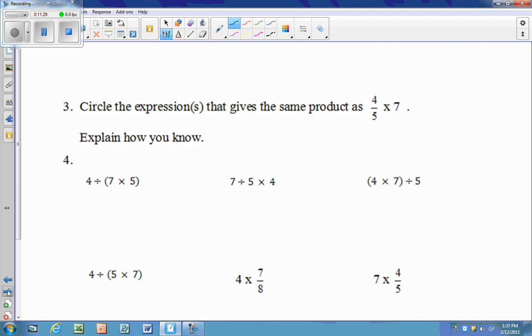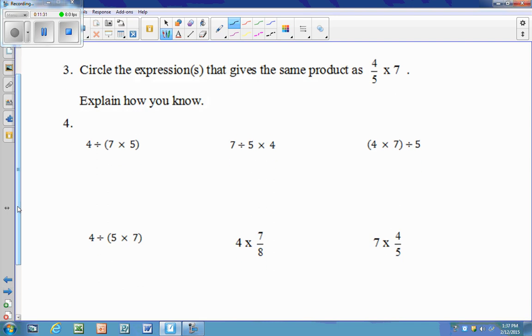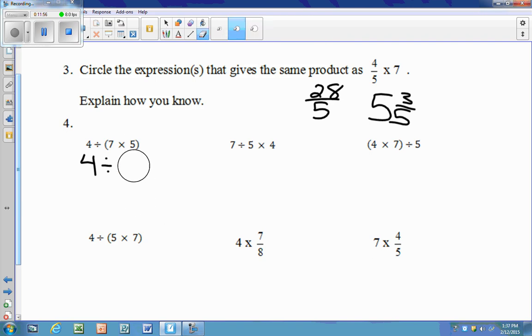I'm going to skip through this next part and show an example of this one, where we have to circle the expressions that have the same product as 4/5 times 7. First I have to figure out 4/5 times 7, which is 28/5, which could also be 5 and 3/5. Now I'm going to check all of them. Here we have 4 divided by 7/5. Sorry, I apologize. 4 divided by 35, which gives me an answer of 4/35. We know that's not equal to 5 and 3/5.